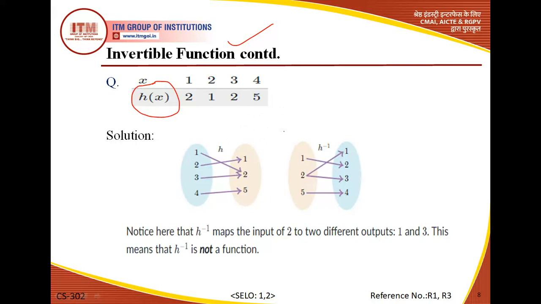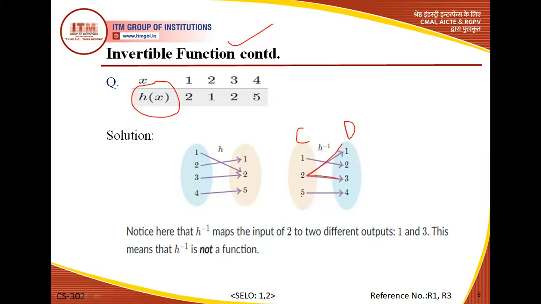Now, what do we have to do in the inverse function? In the inverse function, we start from the codomain set and get the value back into our domain set. So 1 is going to 2, so 1 would go to 2 over here. And 2 is being mapped with 1 and 3, so here 2 would go to 1 and 3.